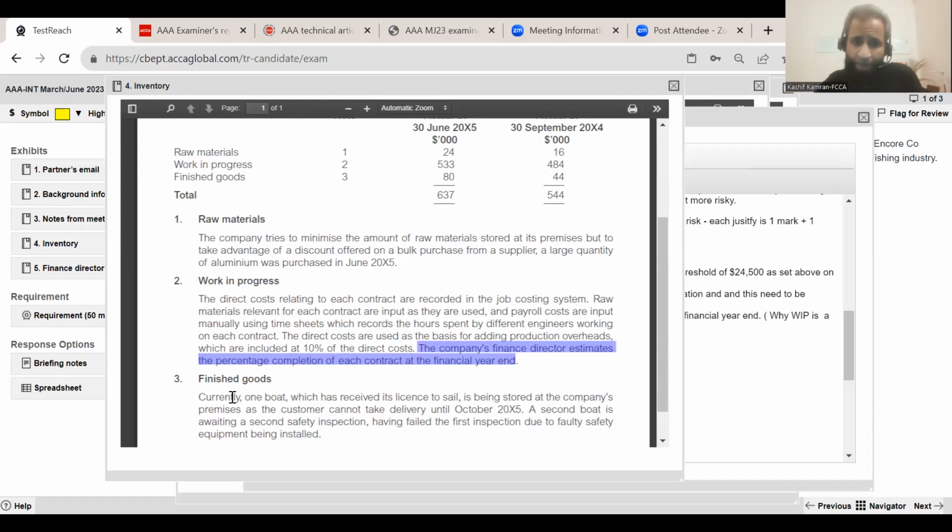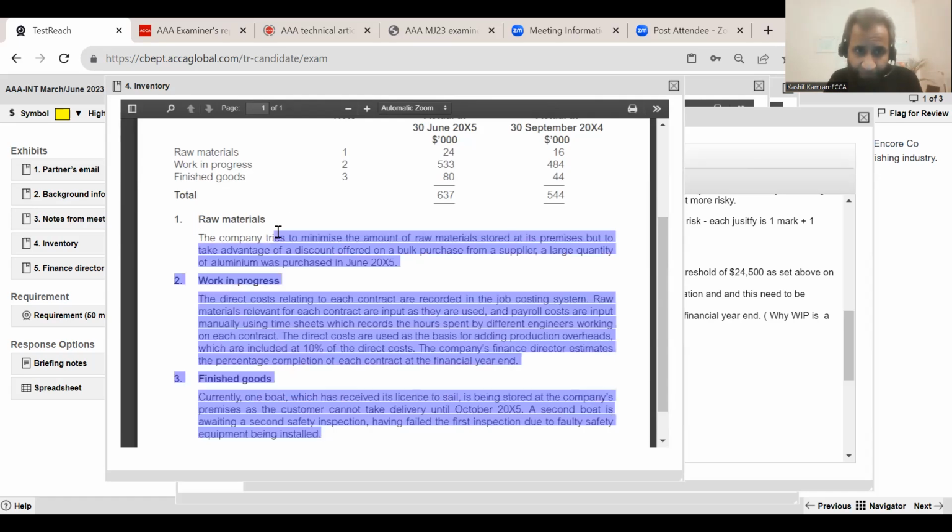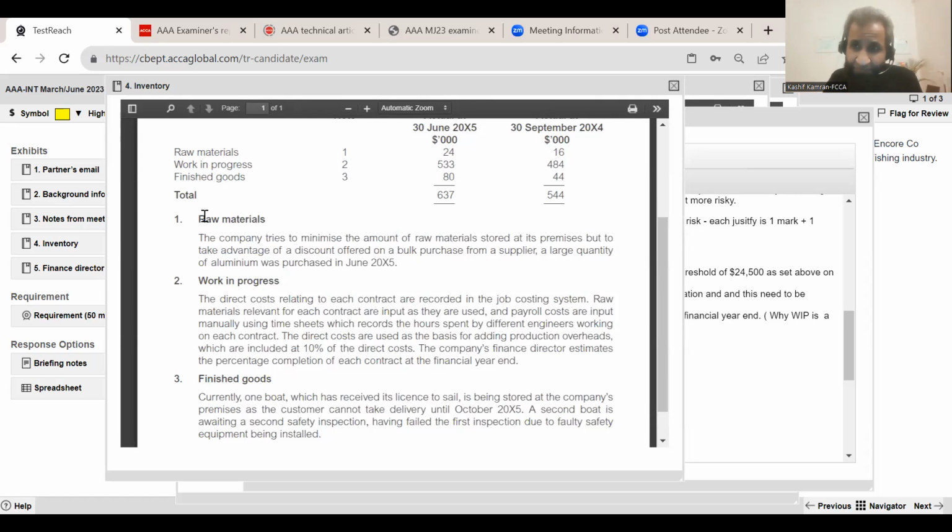For finished goods, one boat which got the license is still recorded in inventory. We can discuss with management the reason why this is still being recorded as inventory, even though the performance obligation is met, or ask the management to de-recognize the boat from the inventory, and so on and so forth. You need to find procedures from within the sentences given over here. You need to dig into these sentences and find procedures from within the facts.